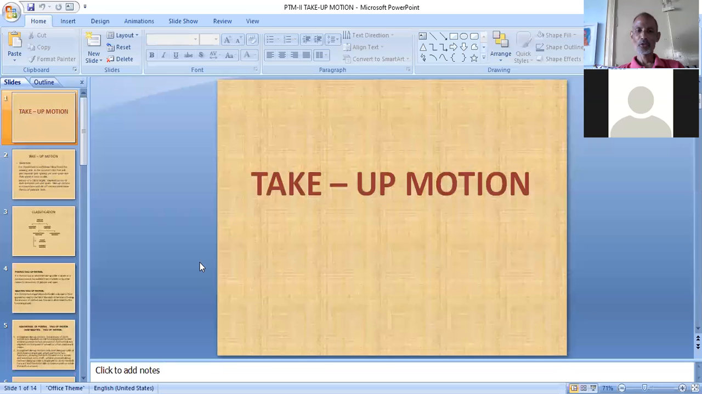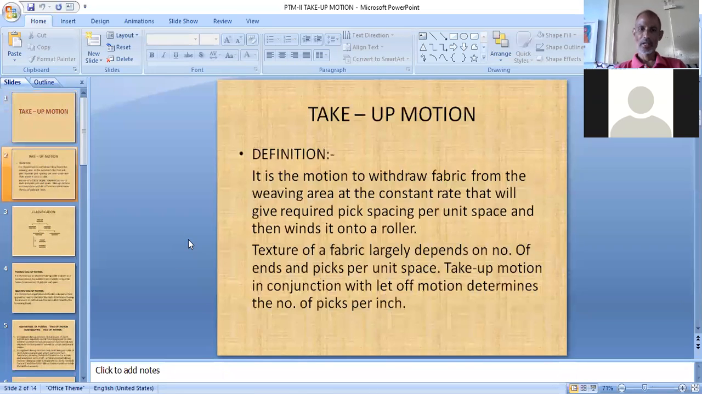So from the primary motions already we have done shedding, picking, and beating up mechanism. So now from secondary, we are taking the first motion, first mechanism, that is stack-up motion or tack-up mechanism. And as you know the definition, just for revision, I will repeat it again.